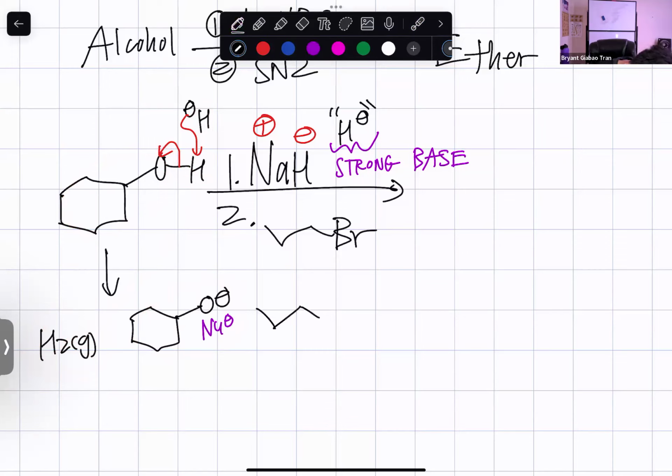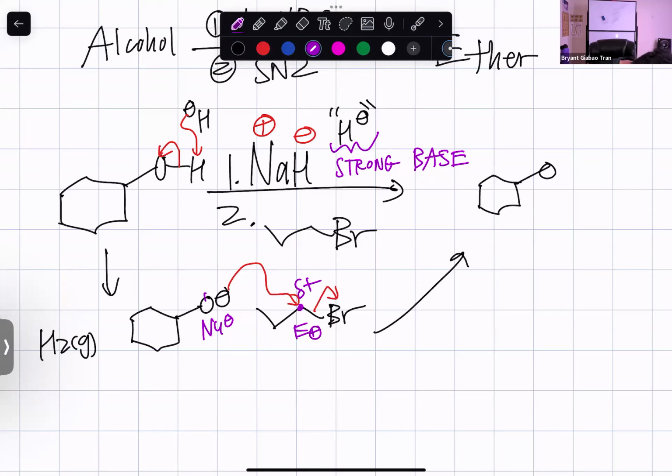Now we begin our second step. This is our electrophile. It's partially positive because it's attached to this electronegative atom. Nucleophile attacks electrophile, kicks out the leaving group. So I'm going to star that oxygen to show that it's the nucleophile. Make a new bond between the star and dot. From the attack, that's the new bond that got formed.